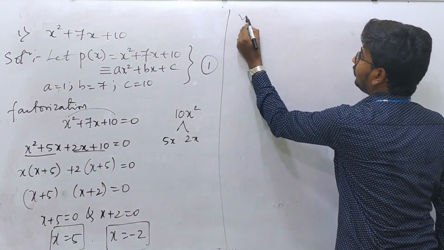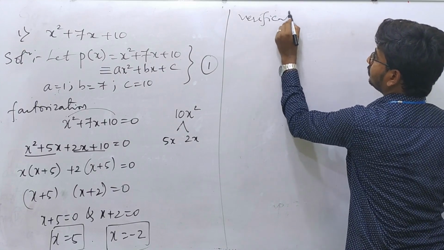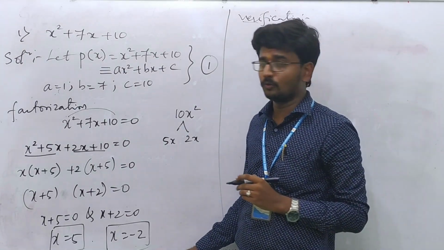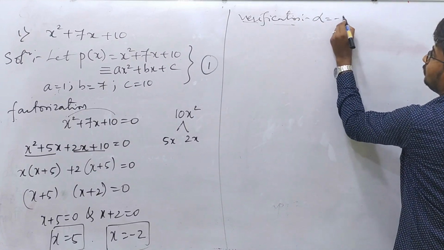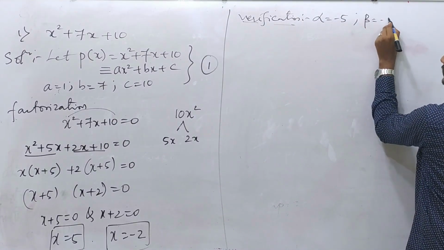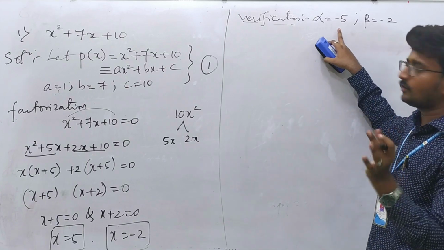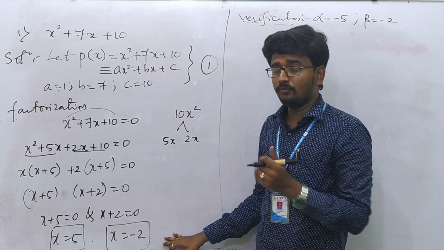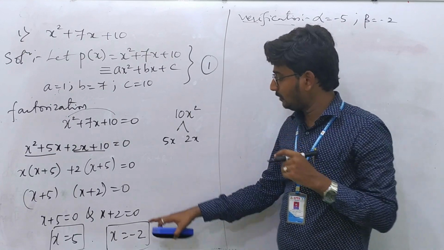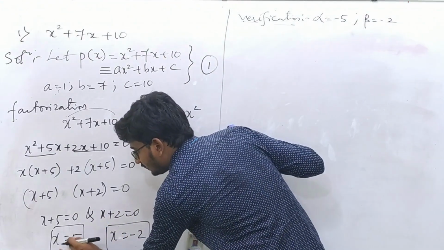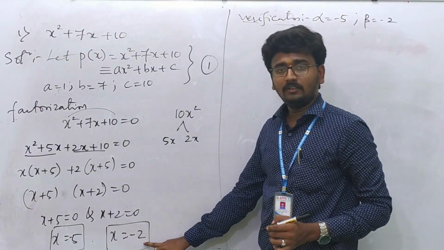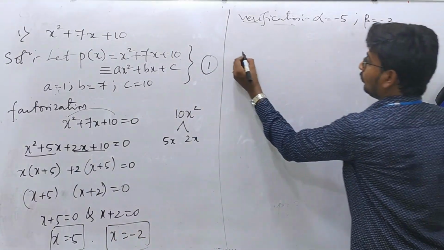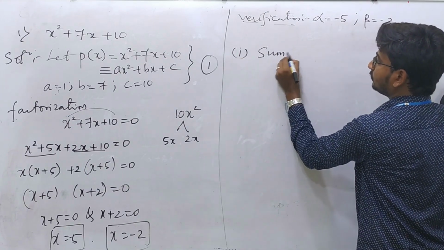Now going for verification. When you go for verification, since we now got two roots, I will take one as alpha, minus 5, and beta as minus 2. Even you can take alpha as minus 2, beta as minus 5. Choice is yours. Whatever roots we now got, we have to verify the result. So for that purpose, one value I will take as alpha, one value as beta. Alpha as minus 5, beta as minus 2. What is the first one? Sum of zeros.